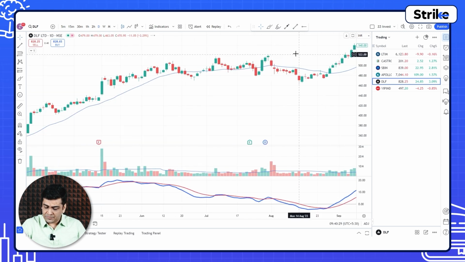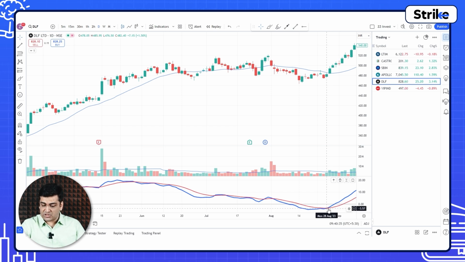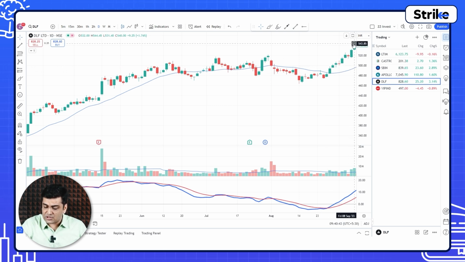All right. So here we have MACD crossing its signal line from below, and that is also below the zero line. And along with that, price also crosses above its 20 period moving average. So from 495, the prices rose up to 540. So within these 3-4 days, a good amount of money could also be made in DLF.